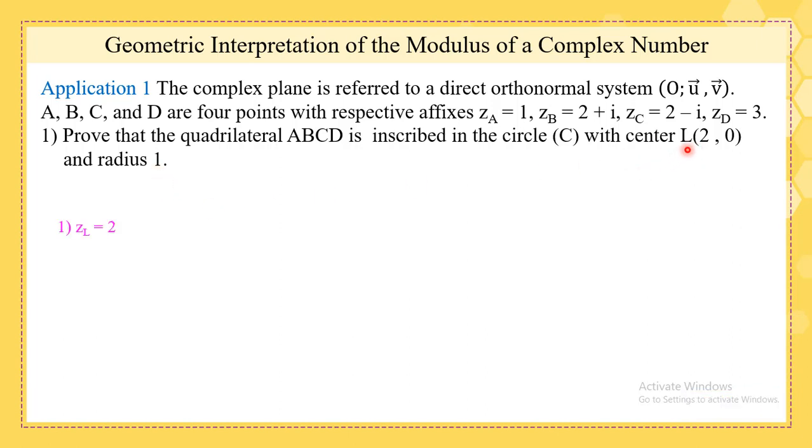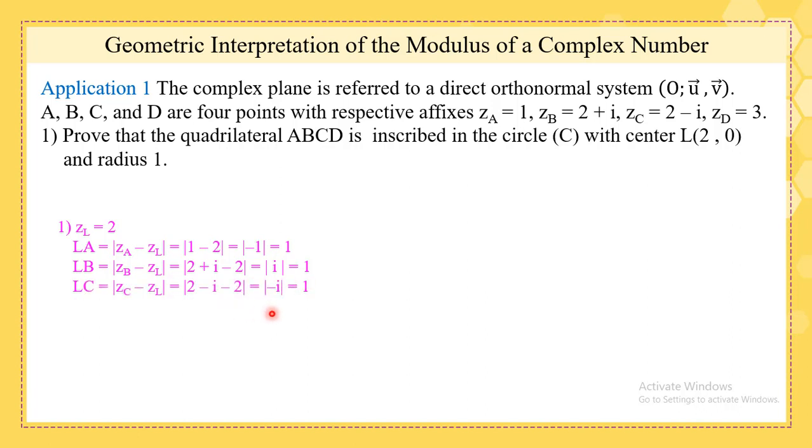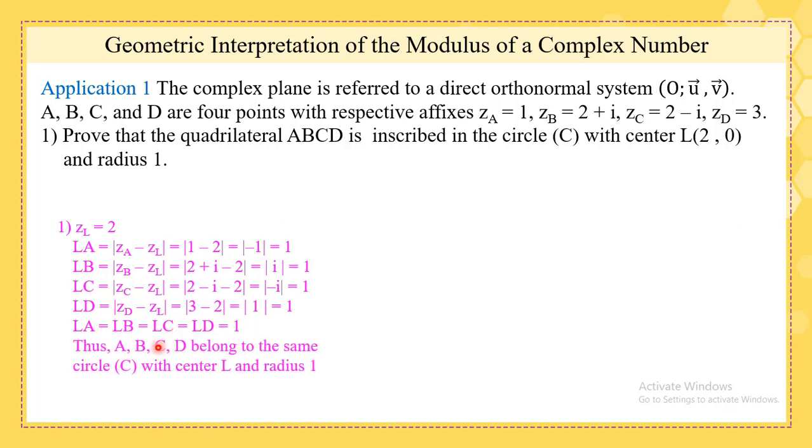Let's begin. If we find the affix of point L, we get ZL is equal to 2. So LA is the modulus of ZA minus ZL, which is 1. LB is the modulus of ZB minus ZL, which is also 1. LC is equal to 1 and LD is equal to 1 by simple calculations. So we can say that LA equals LB equals LC equals LD equals 1. So all of these points belong to the same circle, and we can state that ABCD is inscribed in that circle.